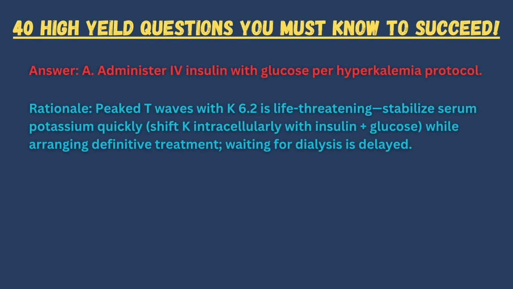Answer. A. Administer IV insulin with glucose per hyperkalemia protocol. Rationale. Peaked T waves with potassium 6.2 is life-threatening. Stabilize serum potassium quickly, shift potassium intracellularly with insulin plus glucose, while arranging definitive treatment. Waiting for dialysis is delayed.